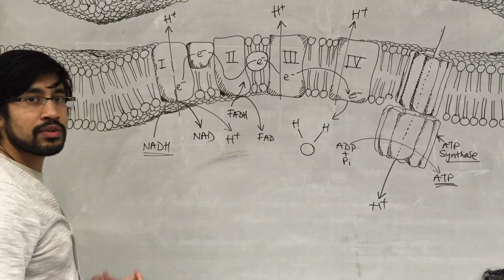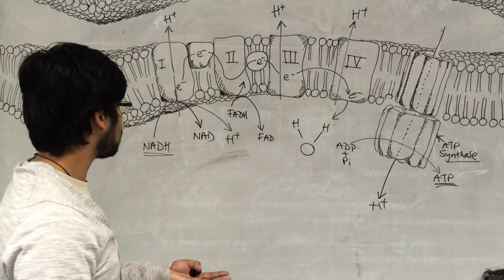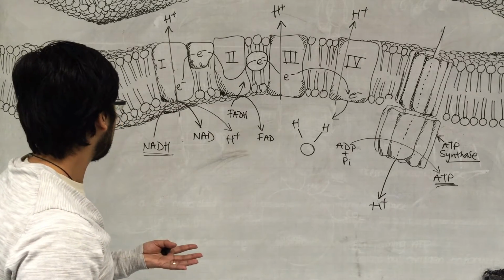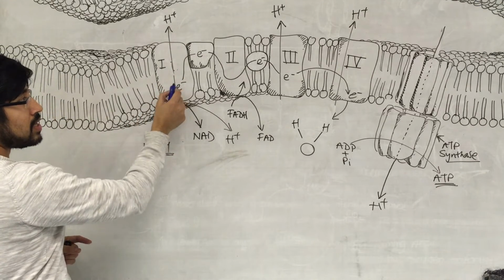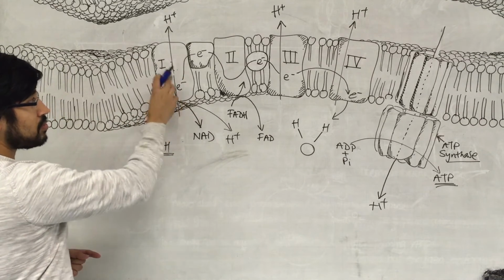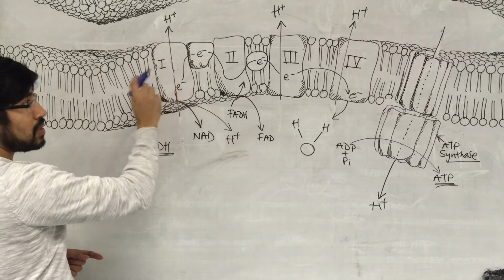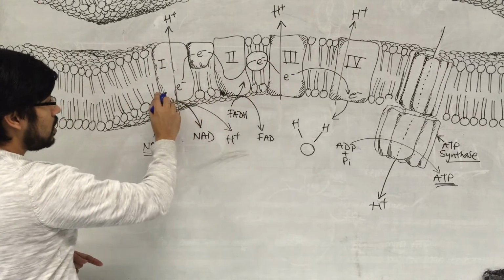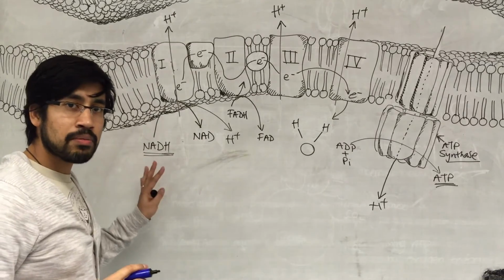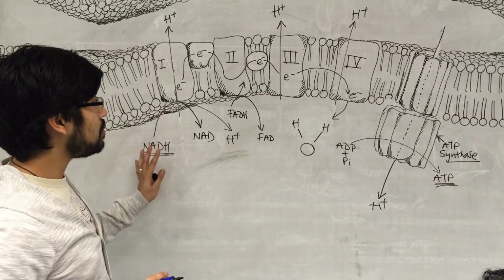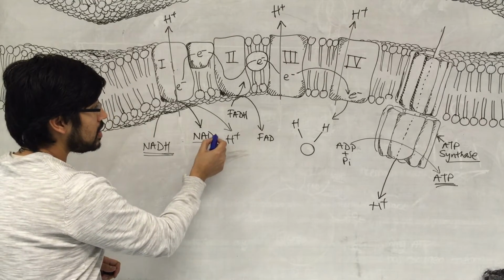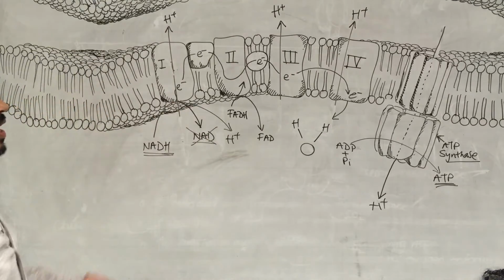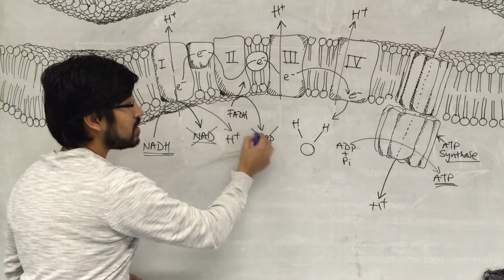NADH doesn't have anywhere to deposit its electrons and protons. And if NADH doesn't have anywhere to donate its electrons to, because that space is already occupied by an electron, because it doesn't have anywhere to go, then NADH builds up. And if NADH builds up and FADH builds up, we're not making any NAD anymore. We're not regenerating NAD. We're not regenerating FAD.